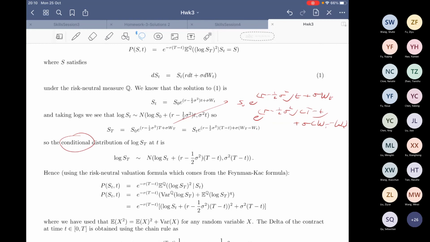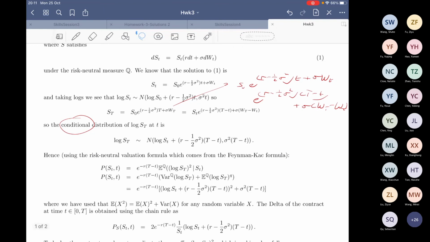So what we have now is that we've obtained the conditional distribution of the log of the final stock price. When I say condition, we're conditioning on the information we have at time t. All we need to know is the stock price at the intermediate time little t, which we're actually thinking of as the current time. Then, using the risk neutral valuation formula, which comes from the Feynman-Kac formula from the lecture notes. And again, if you haven't got to these things in the notes, you might as well just log out now, because this isn't really going to benefit you until you've looked at those things.